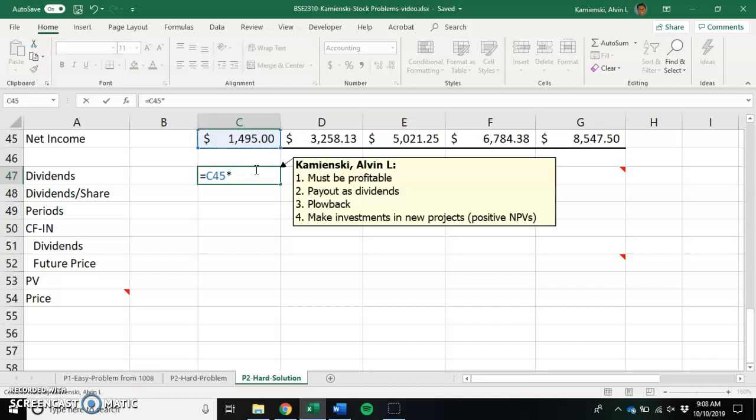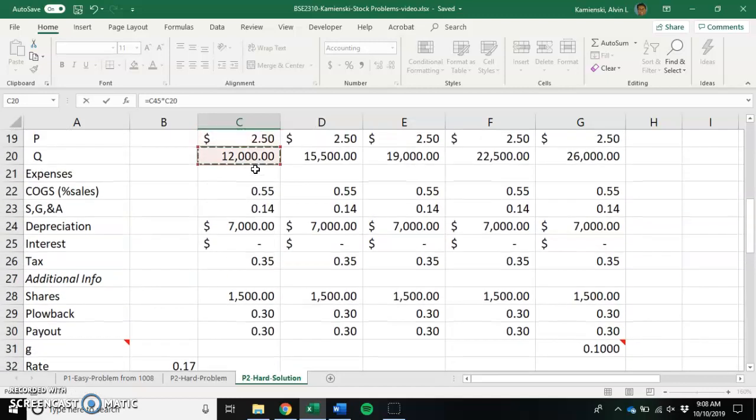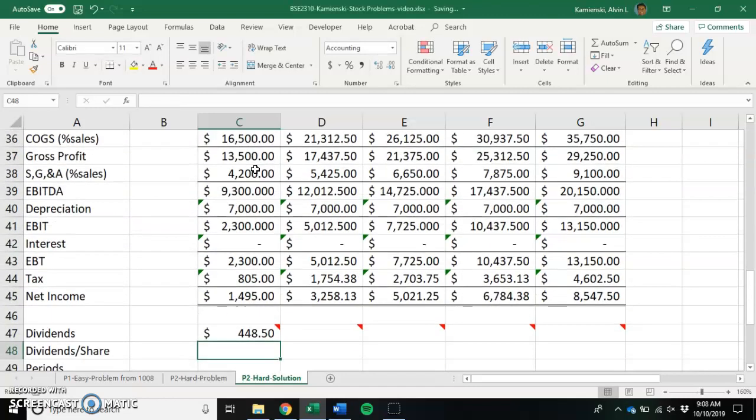So if she makes $1,495 as profit, but she gives out 30% of that as her payout rate, that means that she would go ahead and pay out $448.50.